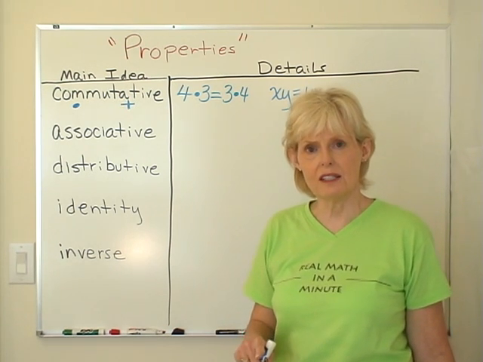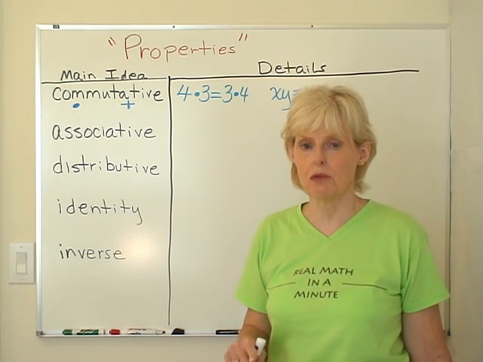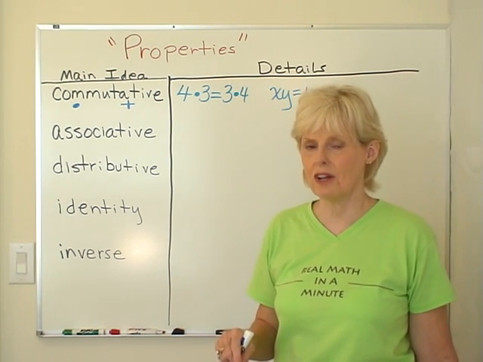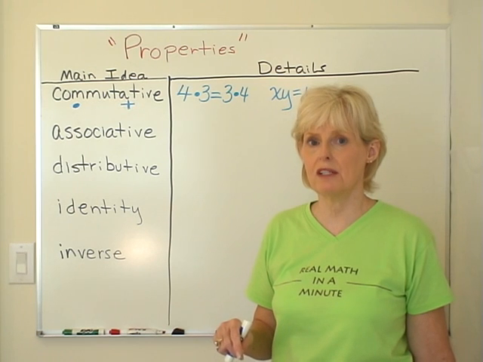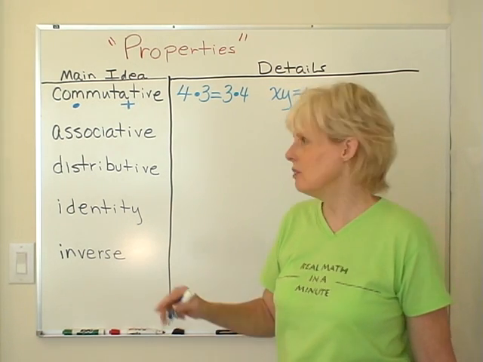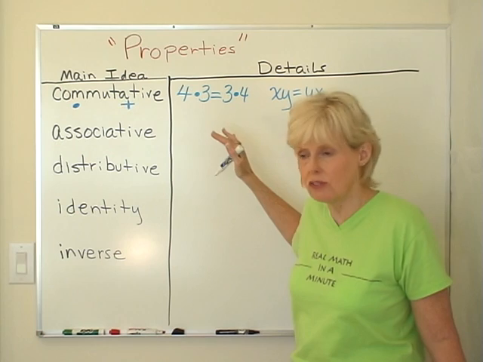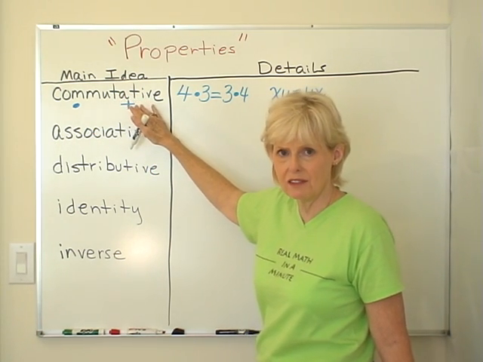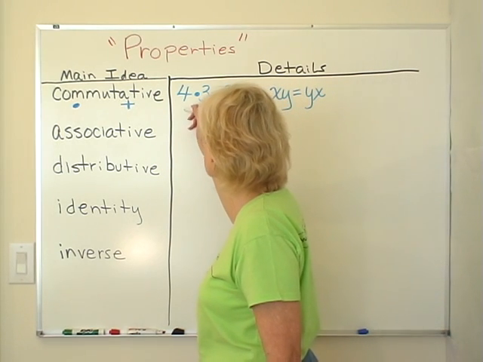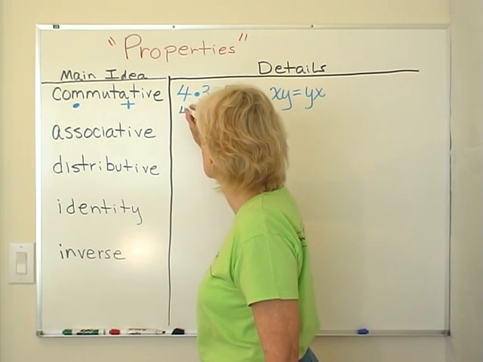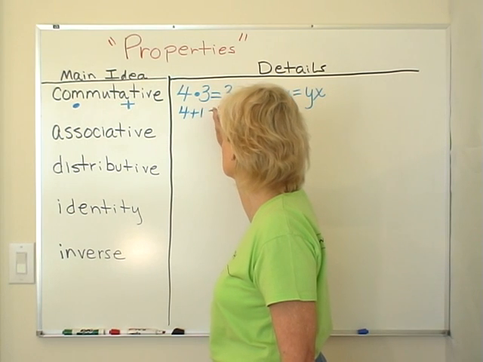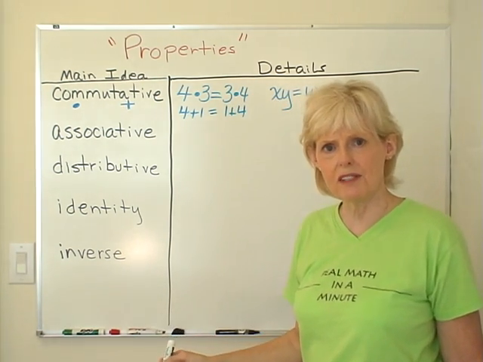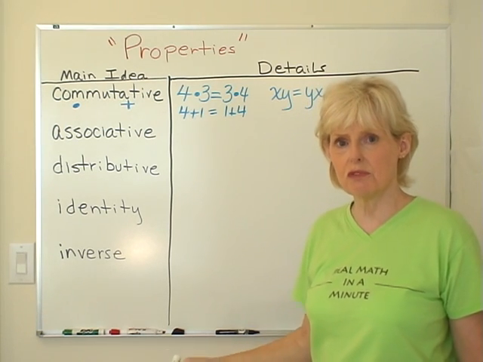Now if you were dividing, think about this. 8 divided by 4 is 2, right? But 4 divided by 8 is not 2. 4 divided by 8 is 1/2. So this is not true for everything. It's only true for when you multiply and when you add. So if you were adding, you would be saying something like, maybe you're going to add 4 and 1, or whether you added 1 and 4. You're going to get 5 both ways. So it doesn't matter which one comes first.